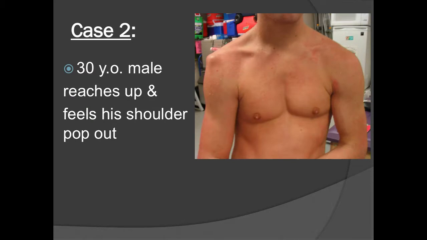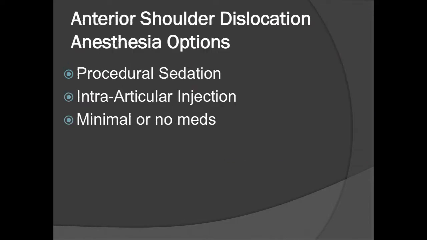Next case. So a 30-year-old guy, he reaches up and feels his shoulder pop out. So what are our options for this guy? Do we give him procedural sedation to put it back in? Do we do an intra-articular injection, or do we do no meds at all? So let's talk about intra-articular injection.